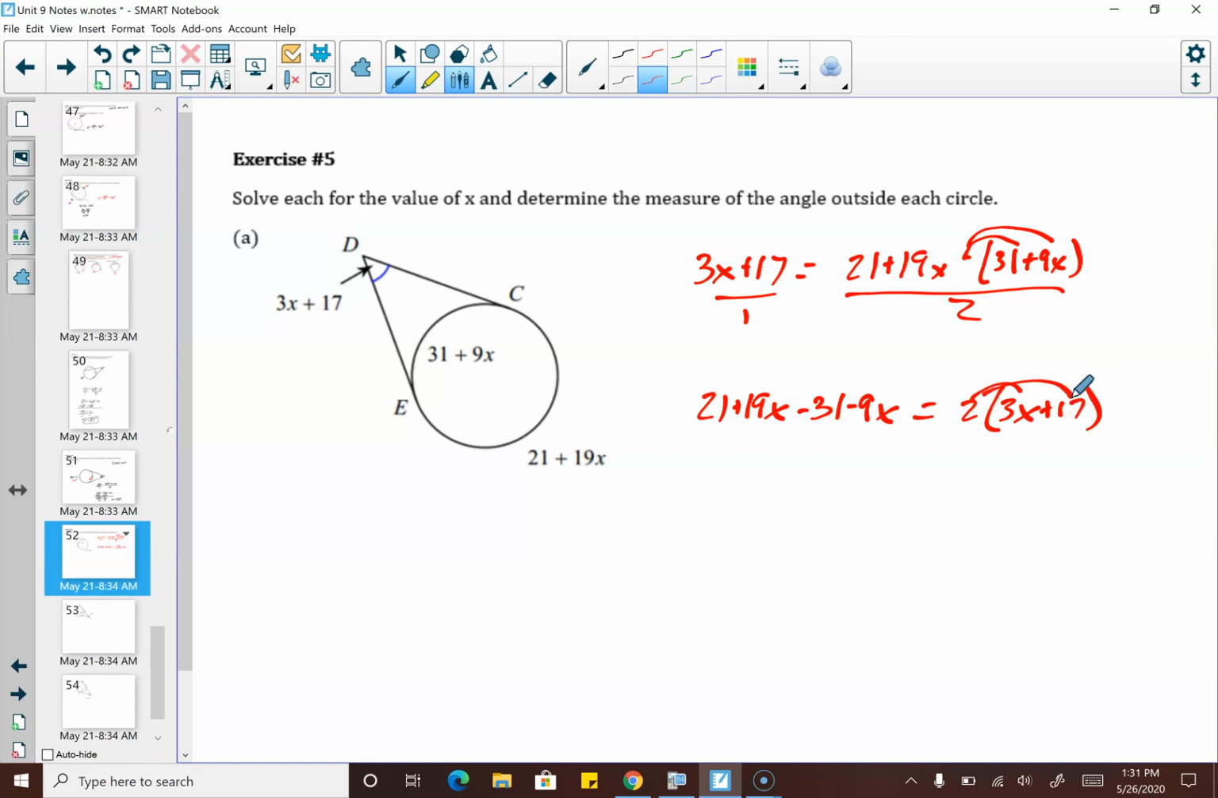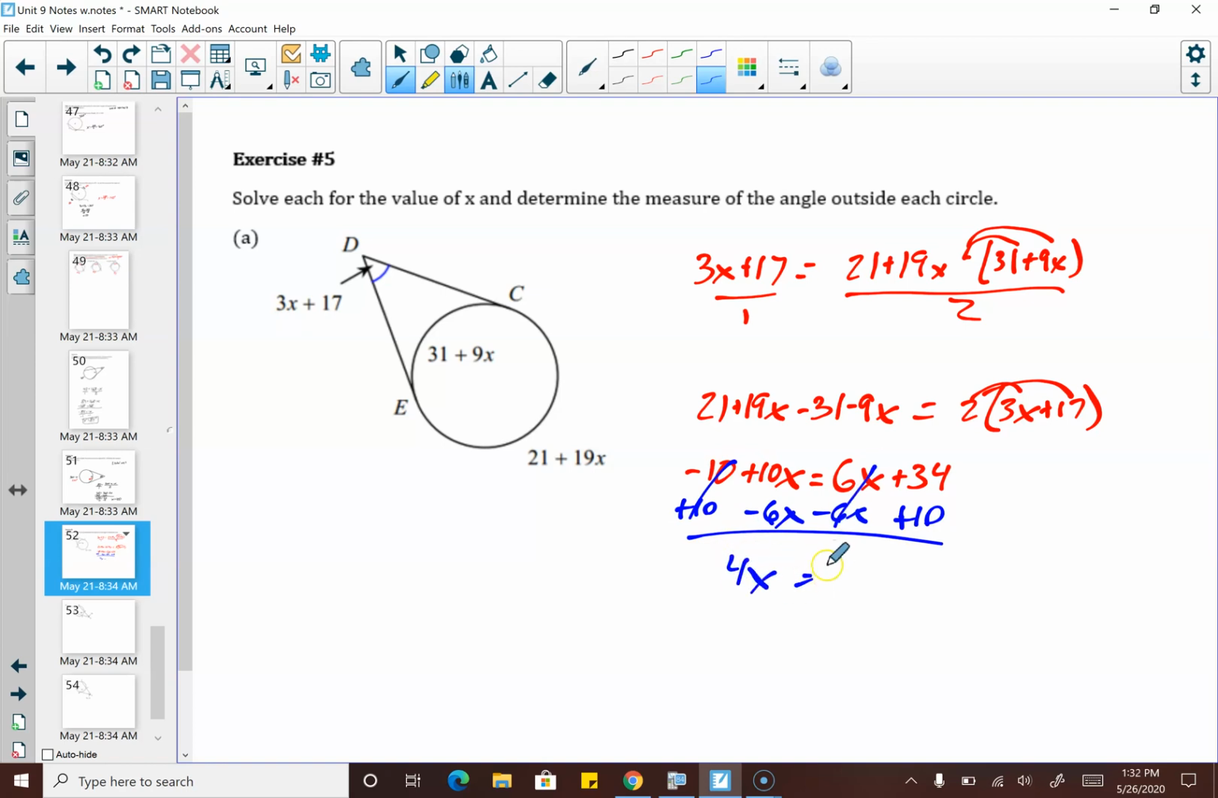So as I do that here, I'll combine my like terms. So 21 and negative 31 is negative 10. 19x and negative 9x is a positive 10x equals 2 times 3x is 6x, and 2 times 17 is 34. Okay, so now we'll look to solve. I will add 10 and subtract 6x from both sides. So that's going to give me 4x equals 44. I'll divide both sides by 4, and x is 11.